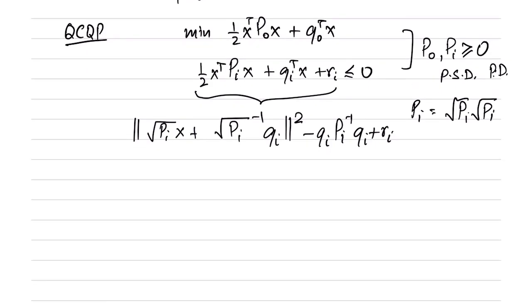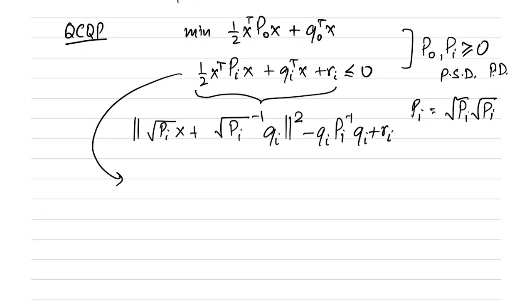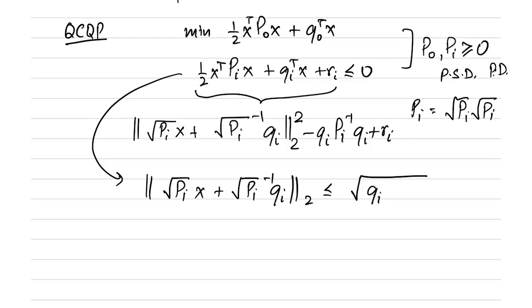So this means that the constraint can be written as, you just take square root on both sides, norm of square root Pi x plus square root Pi inverse Qi less than equal to square root of Qi transpose Pi inverse Qi minus Ri. Note that we would therefore require this to be greater than equal to 0. This is generally required for this convex quadratic constraint to be feasible. This is generally required that this quantity is greater than equal to 0.